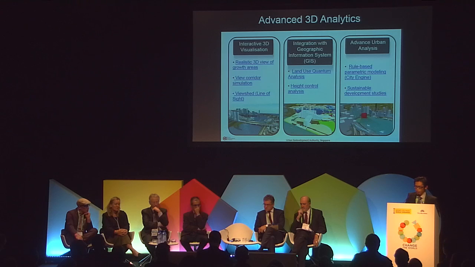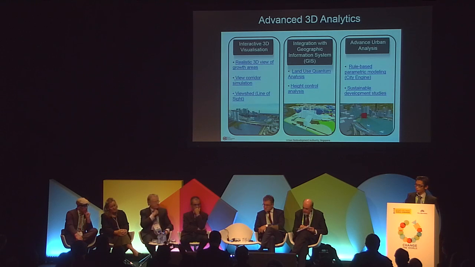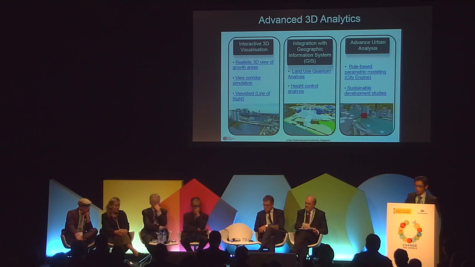So in a nutshell, what we have for the 3D system can be categorized into three key aspects. We have the capability to deliver interactive 3D visualization. We have the ability to interface with geospatial applications, and also we can develop advanced urban analysis, such as parametric modeling. We will see some of the details in the video later on.